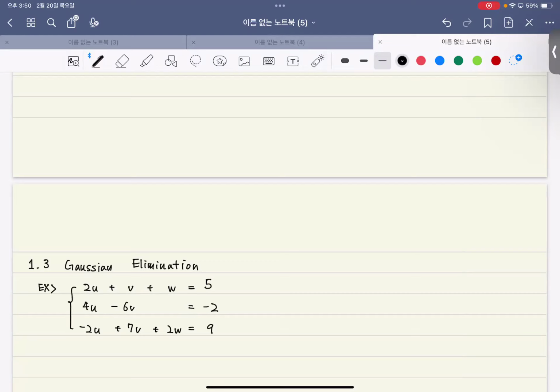Okay, what is Gaussian elimination? Gaussian elimination is a systematic procedure, or I should say systematic algorithm. So Gaussian elimination is an algorithm that solves most systems of linear equations that consist of n equations and n unknowns.